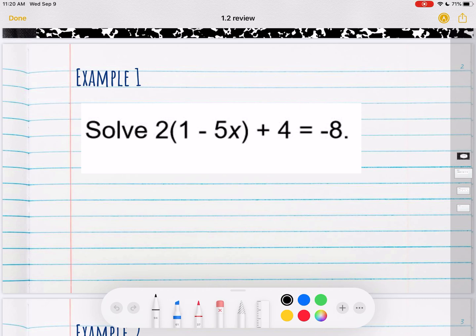So make sure that right now you're watching this video and you also have your note sheet up so you can do both at the same time. Example 1 is solve 2 times (1 minus 5x) plus 4 equals negative 8.